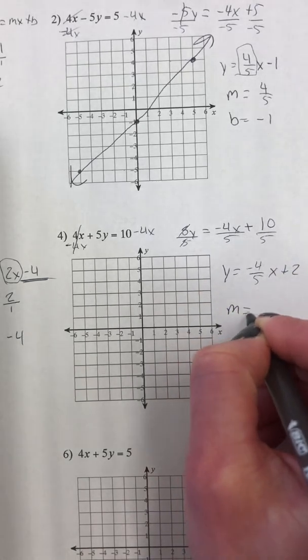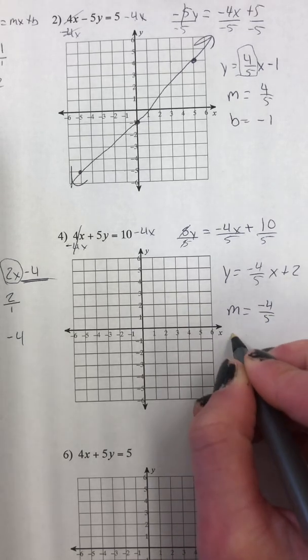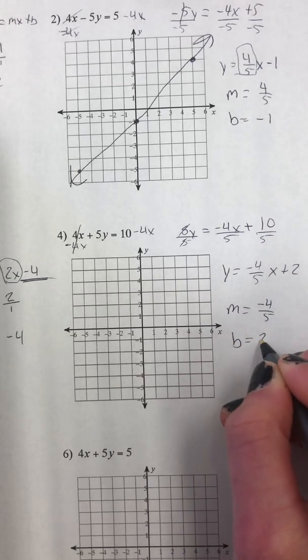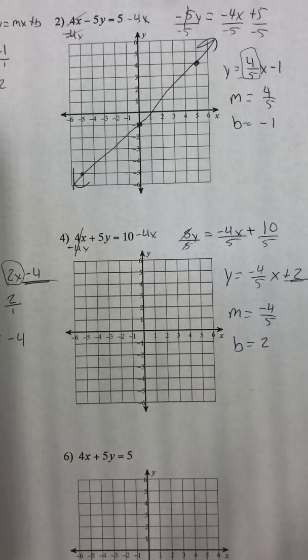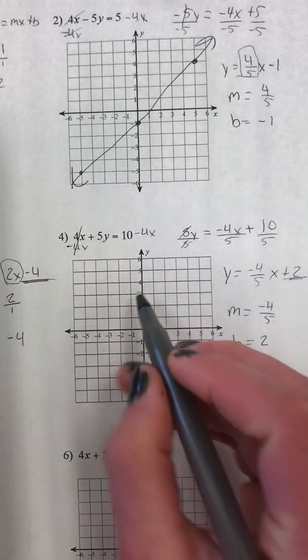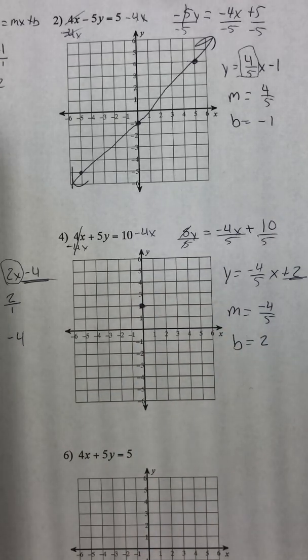Our slope is always the number paired with our x. In this case, it's going to be -4/5. And our y-intercept is +2 because that is our constant. We're going to start at our y-intercept. We're going to go on the y-axis and stop at +2. That is our first point.